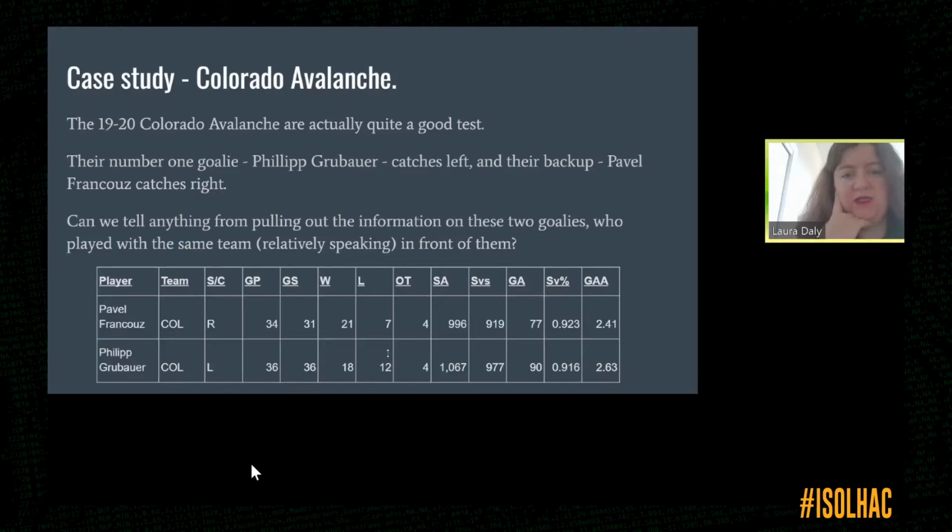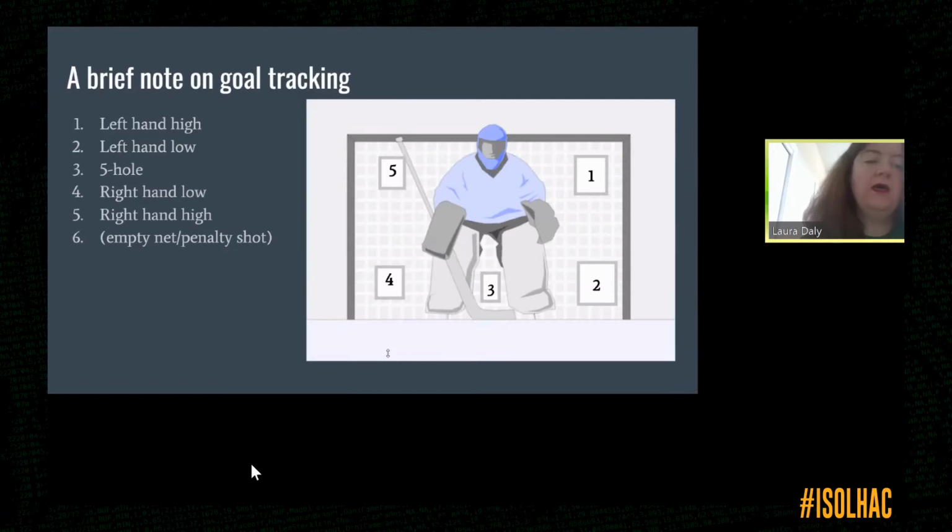And the way I broke it down was like this. I broke it into 5 areas: left hand high, left hand low, 5-hole, right hand low, right hand high, and we also had empty nets and penalty shots. And what did I see? Well, I saw an awful lot of this.